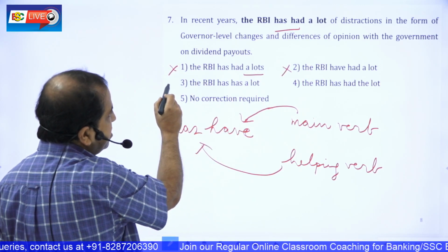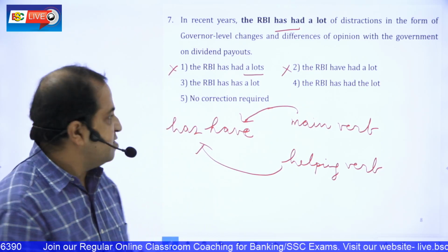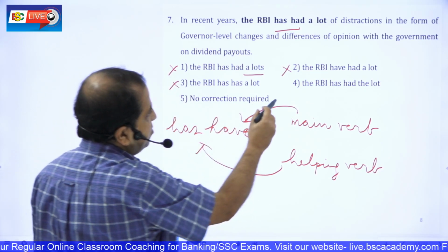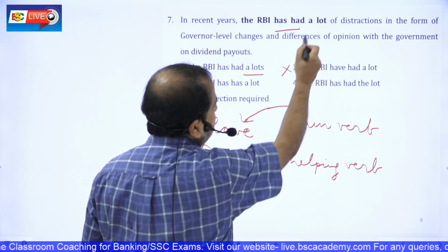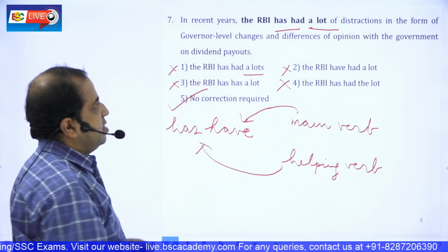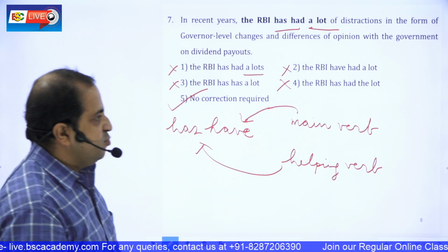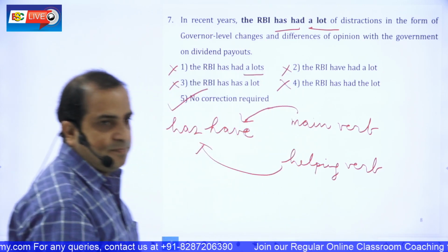RBI has. Now has, no. Has के बाद we need V3. So this cannot be there. RBI has had the lot of distractions. No, the phrase is a lot of distractions, so not even this. Our sentence is correct. The RBI has had a lot of distractions. Now let us move on to question number 8.